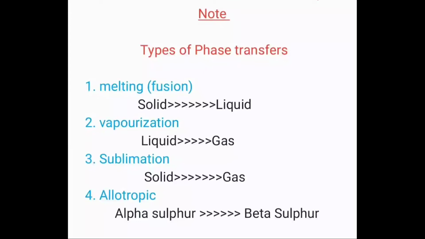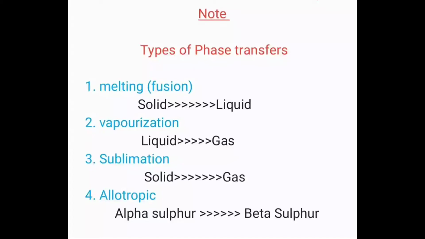The next phase transfer is vaporization. In vaporization, liquid phase converts into the gaseous phase. Whenever liquid converts into the gaseous phase, it is known as vaporization. I will give one example for this vaporization.